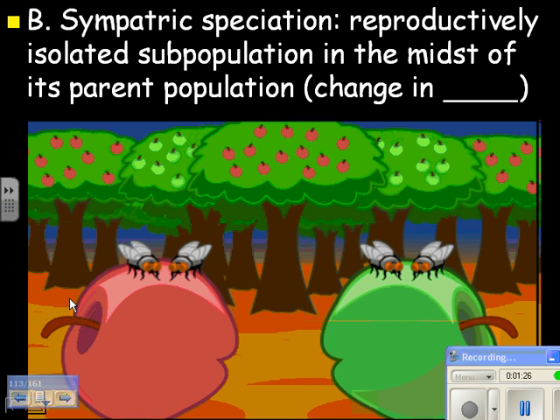Here's another one. This is a lot harder to understand. It's called sympatric speciation. That's when you have new species form in the same area, which is kind of crazy, with no geographical barrier. So here's one example. Reproductively isolated subpopulations in the midst of a parent population would happen, and so that would be a change in a niche. So there are two different types of flies here.